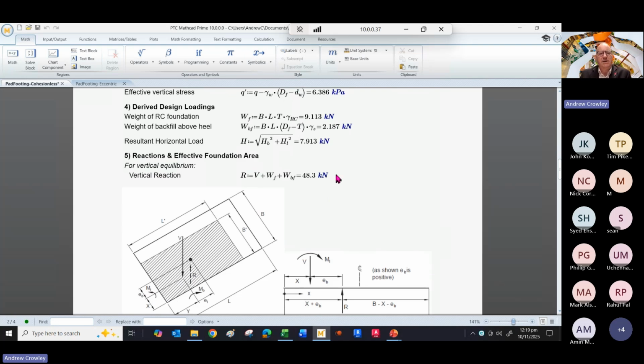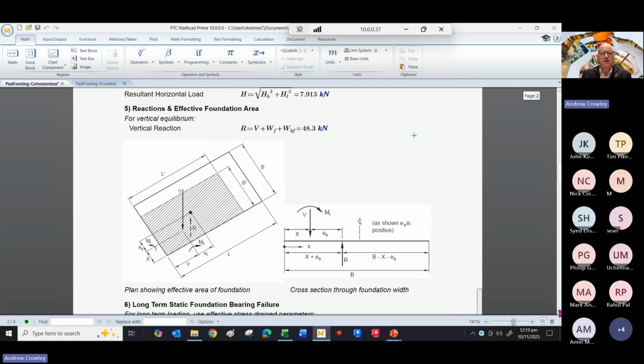We derive our design loadings. Well, first of all, let's work out the weight of the concrete foundation, the weight of the backfill above the foundation, and then the resultant horizontal load as required. Our resultant vertical reaction R is simply the sum of the applied load with the weights of the foundation and backfill on top. And that's worked out as 48 kilonewtons.